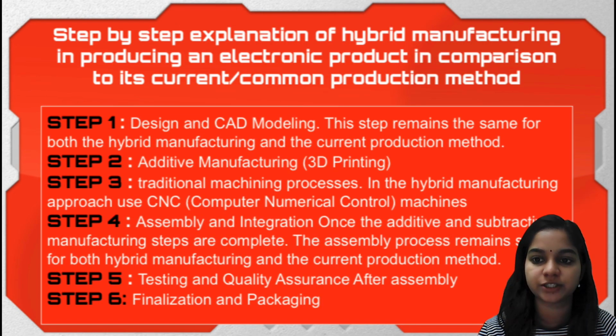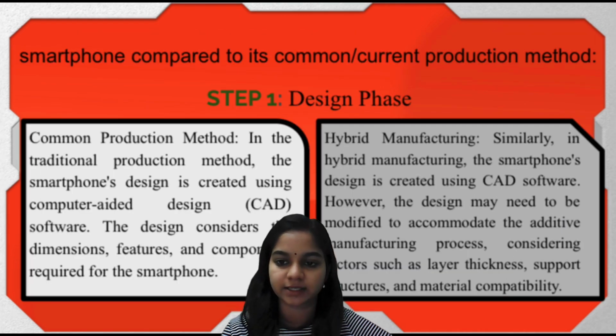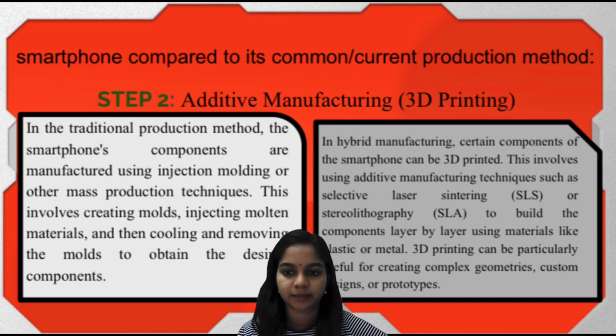Next is an explanation of hybrid manufacturing in producing an electronic product in comparison to its current or common production method. The first step is design and CAD modeling. This step remains the same for both hybrid manufacturing and the current production method. Step 2 is additive manufacturing, 3D printing, in hybrid manufacturing. The additive manufacturing process comes into play.